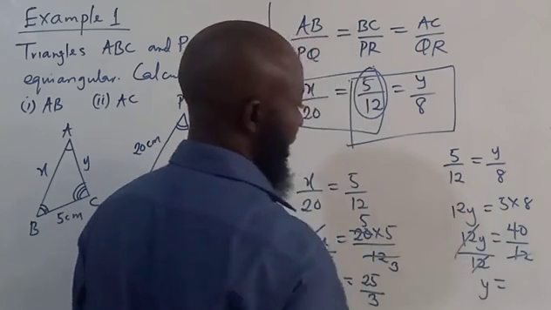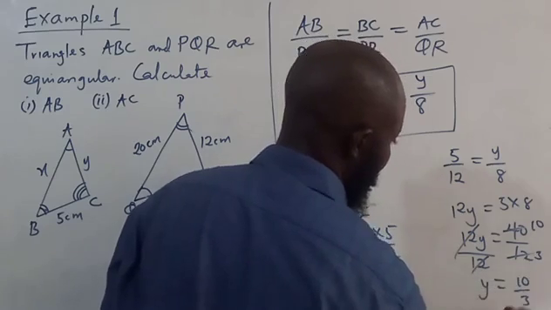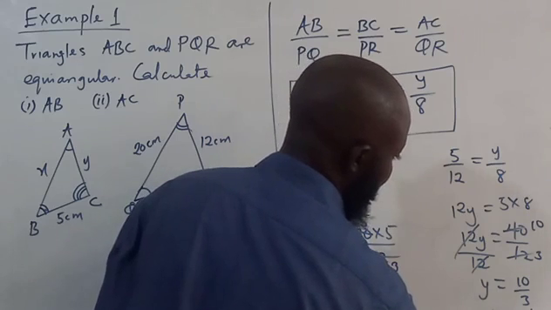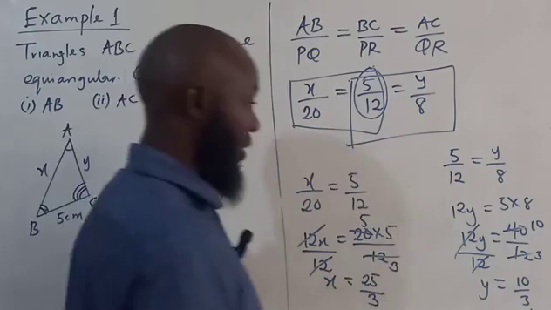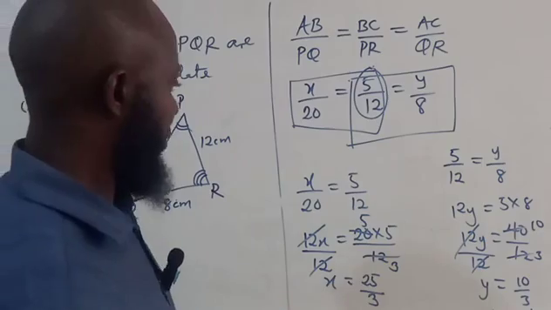Then we have this. So 4 can go here, 3. 4 can go here, what? 10. So we have 10 divided by 3. Then y will be equal to 3 and 1 over 3 centimeters. Then you can convert to decimal. So that is how to find the value of Y.